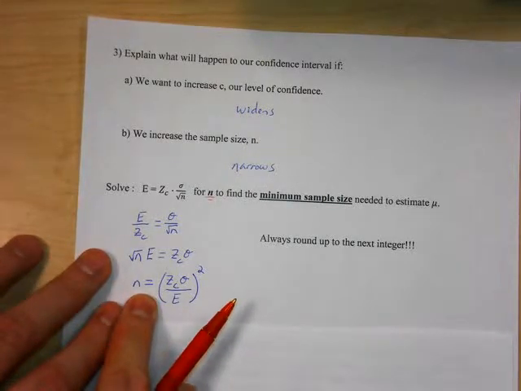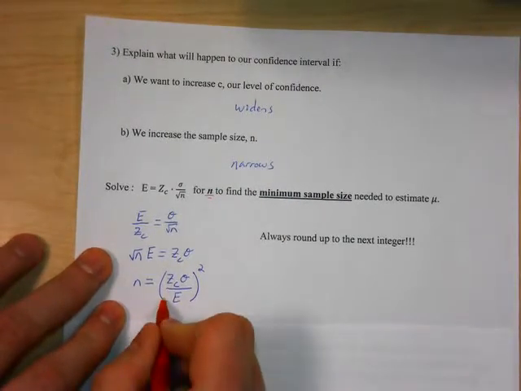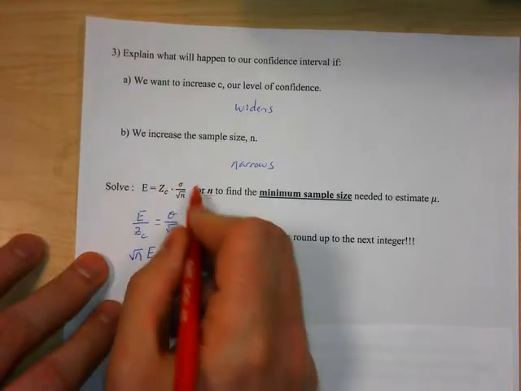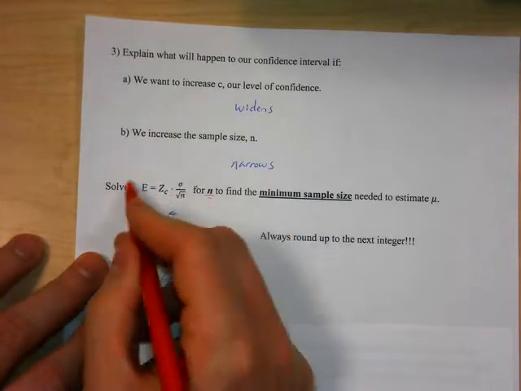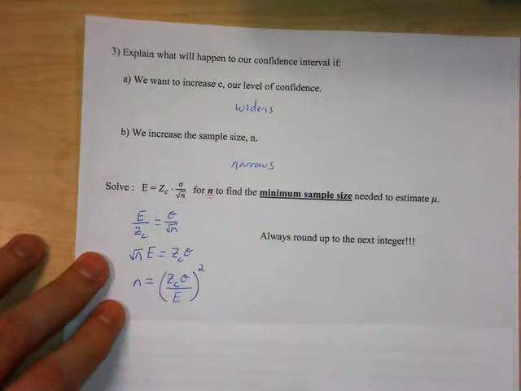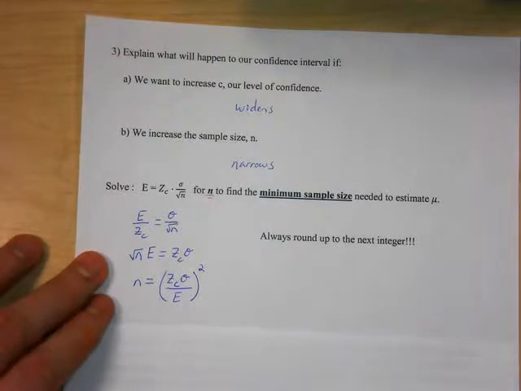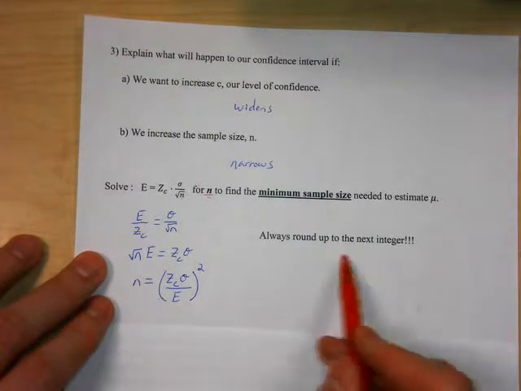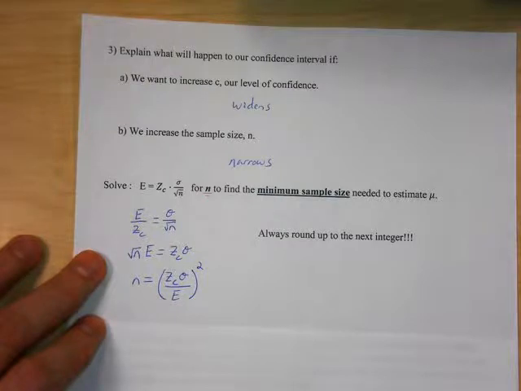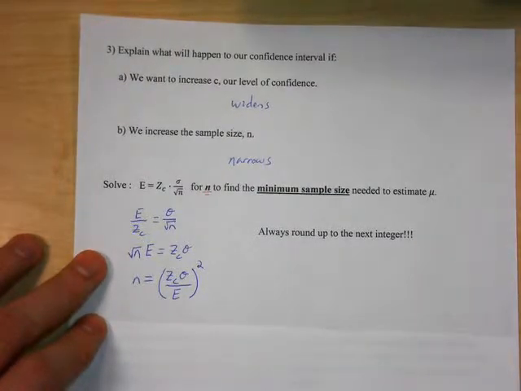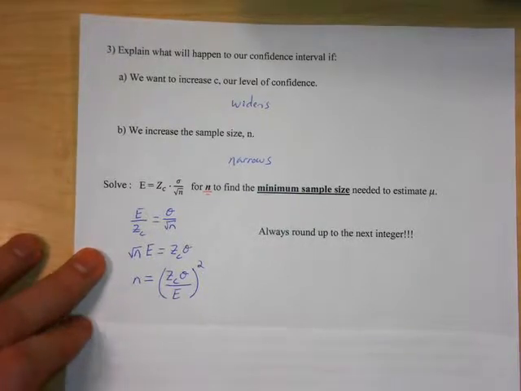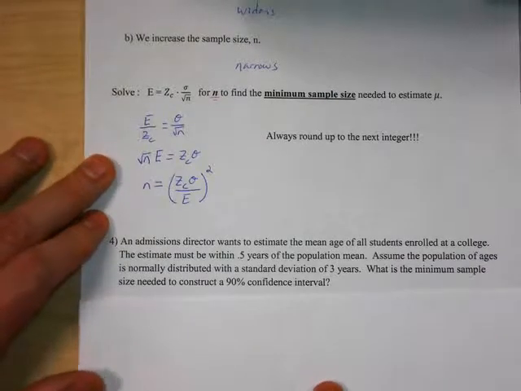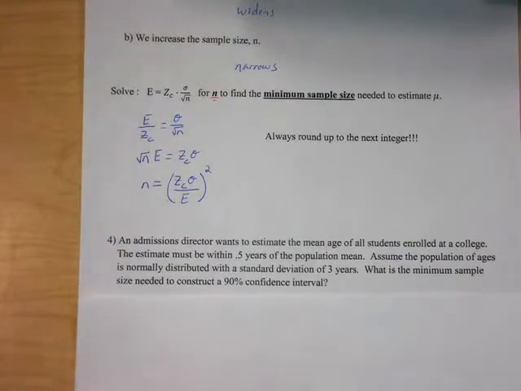And again, I'm not going to give you this specific formula, but you will have the value for the margin of error given to you. And again, you're always going to round up to the next integer because you can't find like 12.82 data values. You can find 12 or 13, but not 12.82. All right, so an example of finding the minimum sample size. Okay, I'll let you read that.